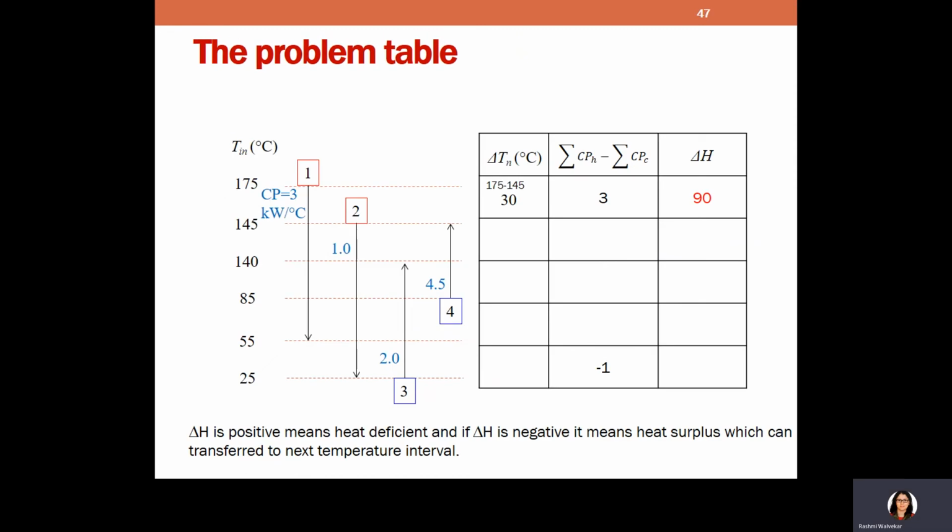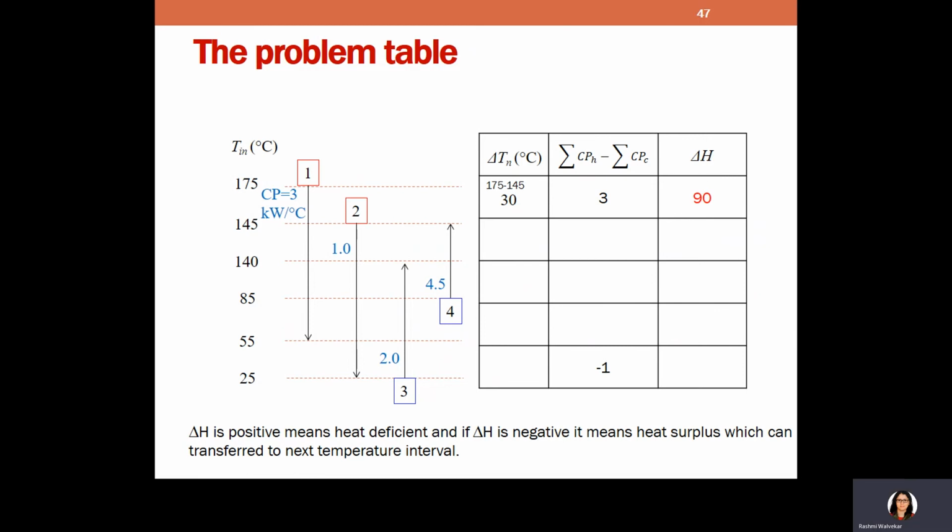So the first part would be to draw the problem table. These are all our temperatures that we just arranged from high to low, and then just draw the lines next to them. Then next to your problem table, write your delta T, summation of hot minus summation of cold heat capacities, and delta H.